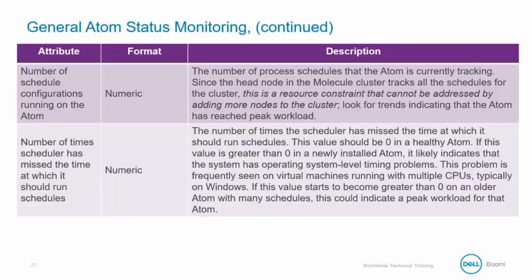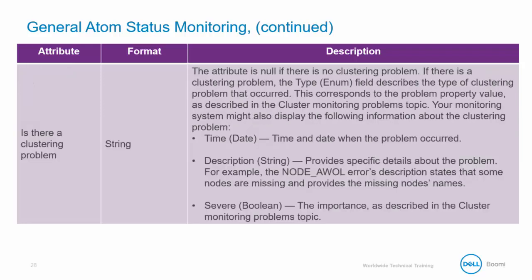Next, it's a good idea to monitor schedule on the atom because having multiple processes scheduled at the same time can constrain the atom resources. Also, if the scheduler misses a schedule, then there could be timing issues with the server. Within a molecule or private atom cloud, it is important to monitor the clustering and communication between the nodes. Some issues will cause the molecule to go offline, so having monitoring will help with troubleshooting.